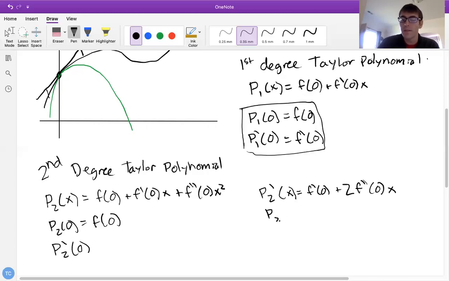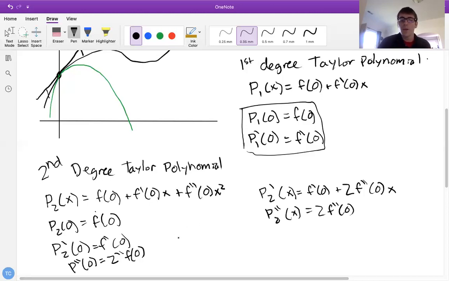And I want to point out also that the second derivative of this, we just take the derivative again, we get 2 f double prime of 0. The first derivative evaluated at 0 is f prime of 0, which is the first derivative of our function. So those things match up. However, the second derivative looks like twice the second derivative of f of x.